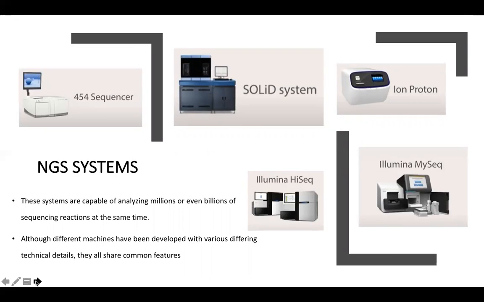Different machines are available and have been developed with various different technical details, but they share some common features. The different machines that are available are the 454 sequencer, the SOLiD system, the Ion Proton system, and the Illumina system. Foundation One uses the Illumina system.